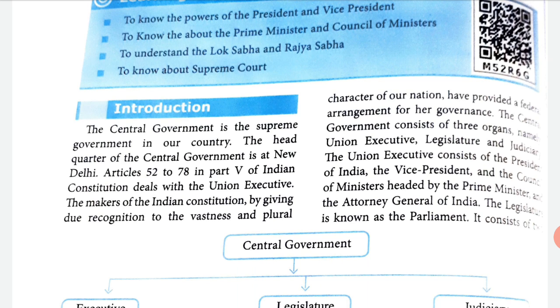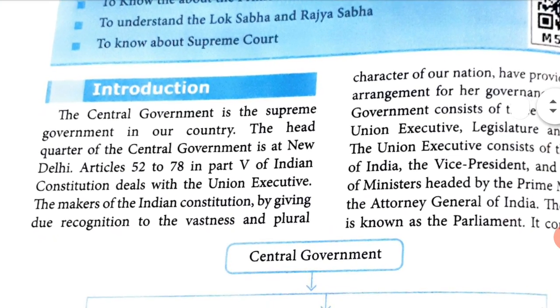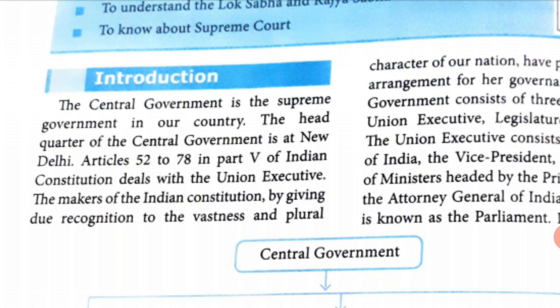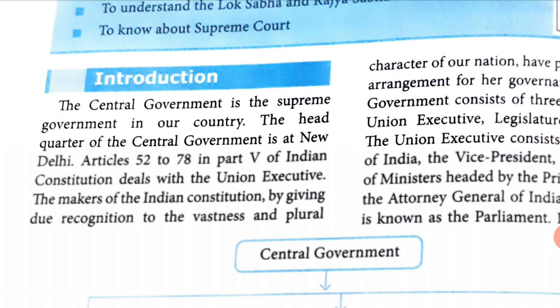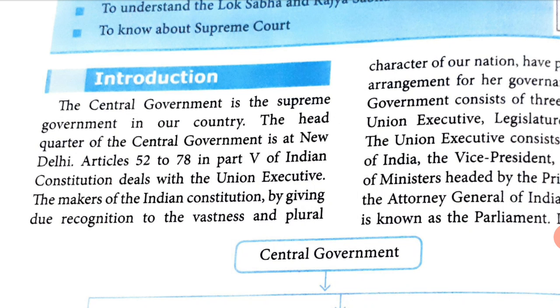The headquarter of the central government is at New Delhi. So where is the main office for the central government? That's a headquarter. It is at Delhi. Articles 52 to 78 in part 5 of Indian Constitution deals with the union executive. So union means central. So for the central government to execute its laws, the laws are given in article 52 to 78 in the part 5 of the Indian Constitution. Again, you have to remember, constitution means laws.